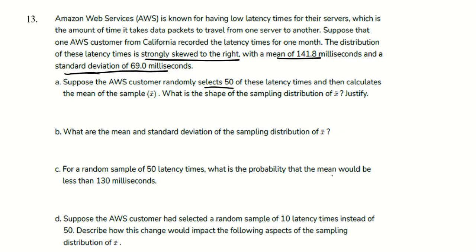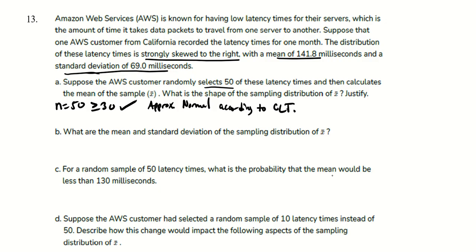Well, it's going to be approximately normal because of the central limit theorem. Okay, so n equals 50, greater than or equal to 30. It passes. So it's going to be approximately normal according to the central limit theorem, CLT.